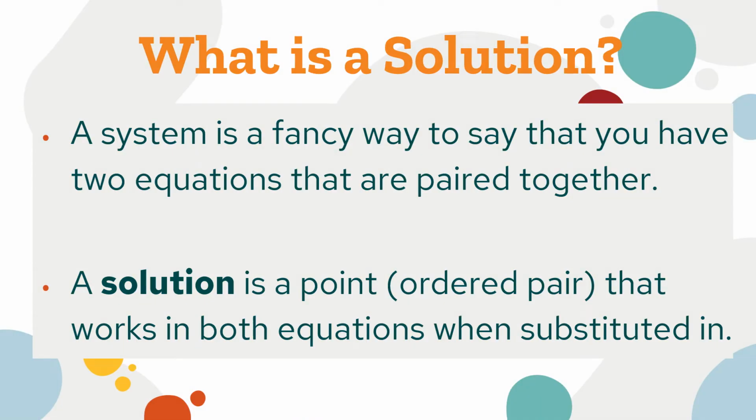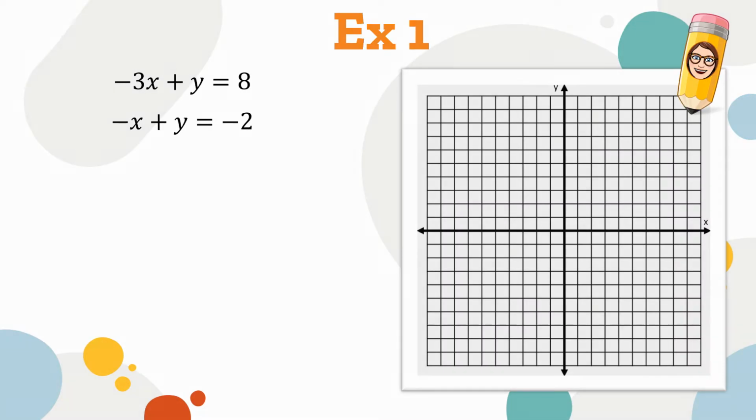Now, quick reminder, this is our third video out of this series, and just a reminder that a system is just a fancy way to say we have multiple equations that are paired together. And today in this video, we're going to talk about a specific solution, which is going to be written as an ordered pair. And what that means is those points work in both equations. So let's jump right in.